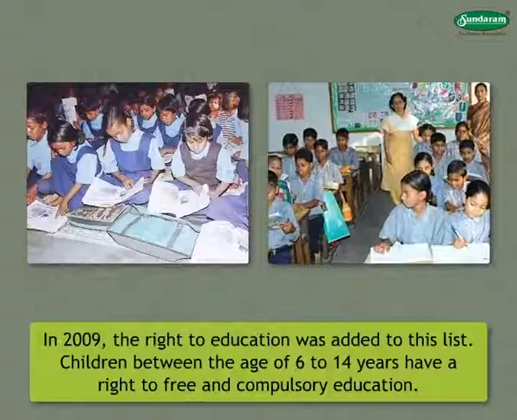In 2009, the right to education was added to this list. Children between the age of 6 to 14 years have a right to free and compulsory education.